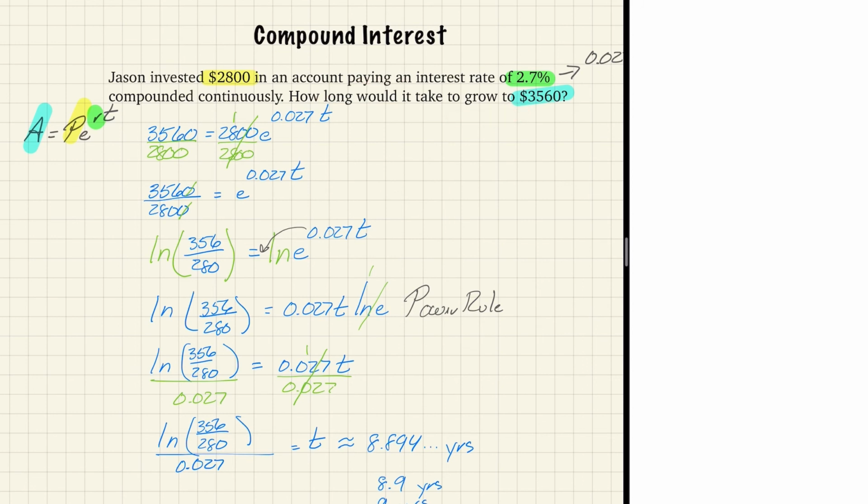So what we're going to do is plug this into our calculator. We have here our principal, 2800 times e raised to the 0.027 times 8.9 years. So 8.9 years gives us our 3560, which is pretty close to this, okay?